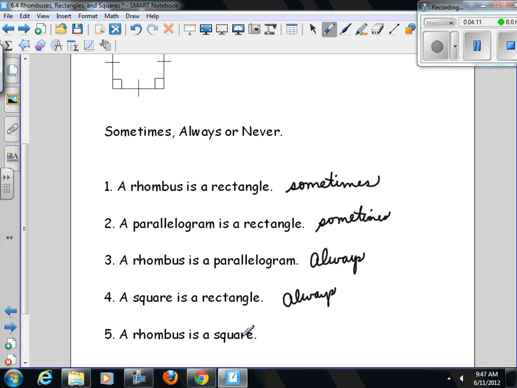And the last one, a rhombus is a square. Well, a rhombus is a parallelogram with four congruent sides. It would be a square if all of the angles were 90 degrees. So that is a case where a rhombus would be a square, but it's not always a square. So we're going to say this is sometimes true. Let's move on.